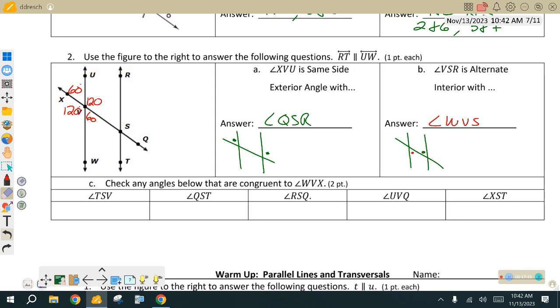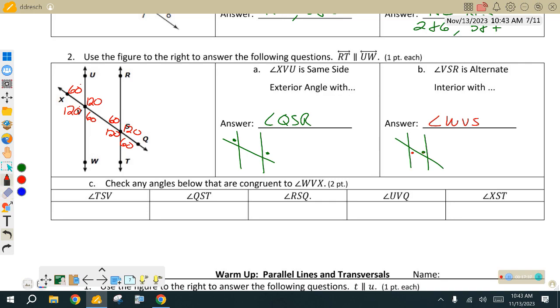If that's 120, then that's going to be same side supplementary. That's going to be 60, right? And then that's 60 and that's 120. The reason why I'm doing this is I want to match up everything that's congruent to WVX. Once I know what I'm looking at for angles, I can just quickly see which ones are 60s or which ones are 120s. So find WVX up there.